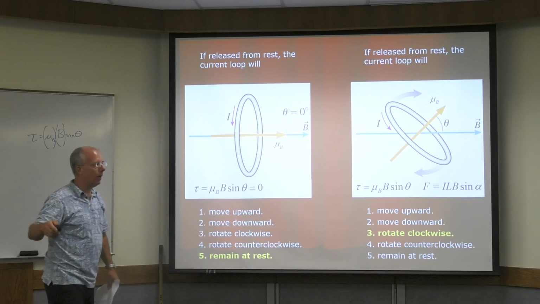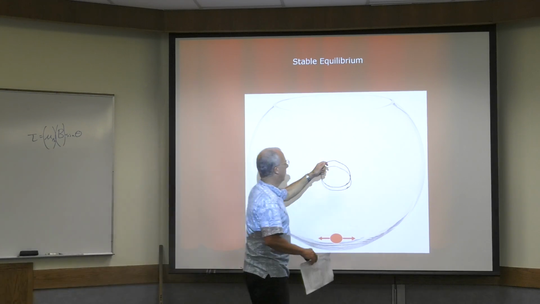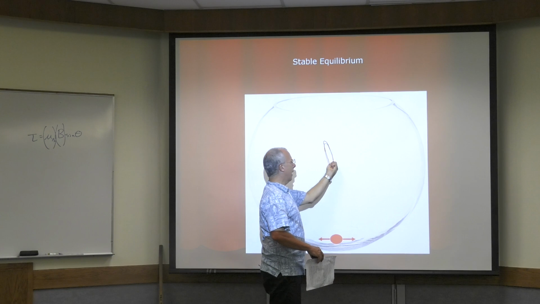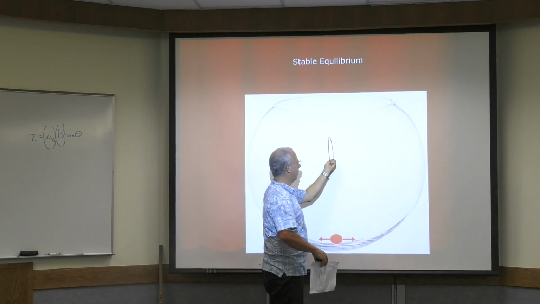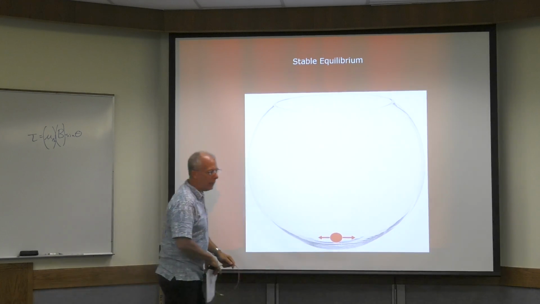We learned about this in 105. So it wants to be like this. It's like that, so it's going to go like that, and it's just going to eventually end up like that. So that's called stable equilibrium.